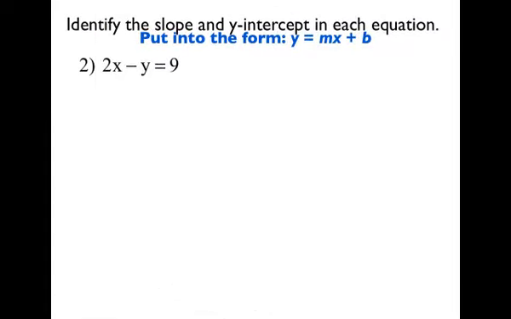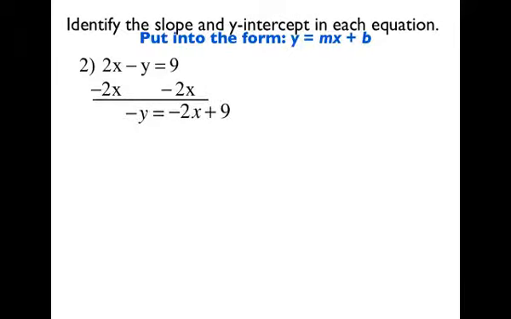Number 2. 2x minus y equals 9. What's our goal? Get y by itself. It's being added by 2x and subtracting itself. So let's get rid of the 2x. We're subtracting 2x. Don't look at what's behind the 2x. Look at what's in front of it. Nothing's in front, so it's a positive. That'll leave us negative y equals negative 2x plus 9.